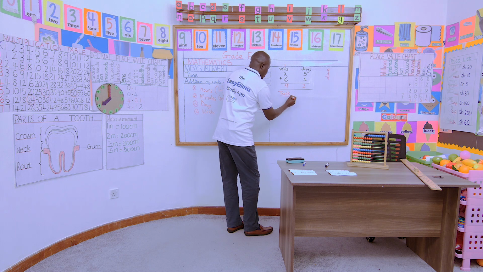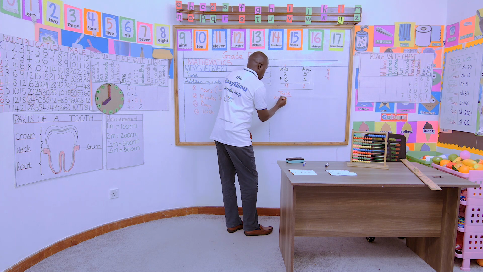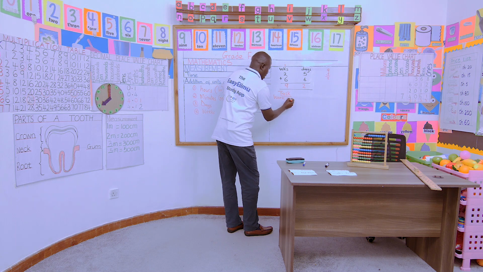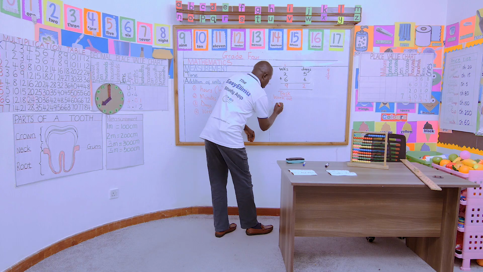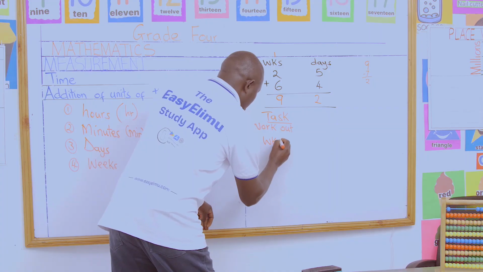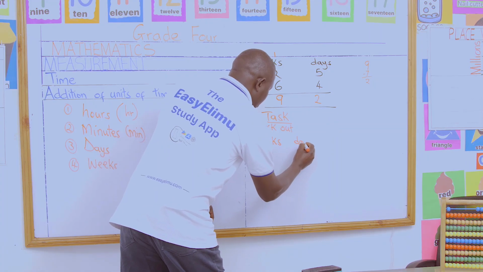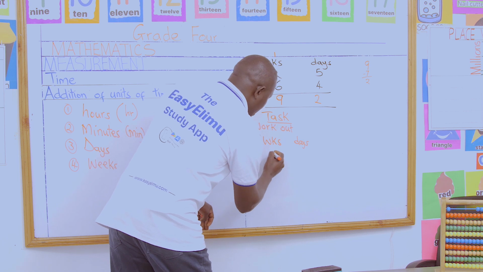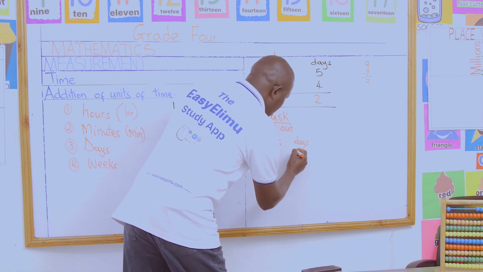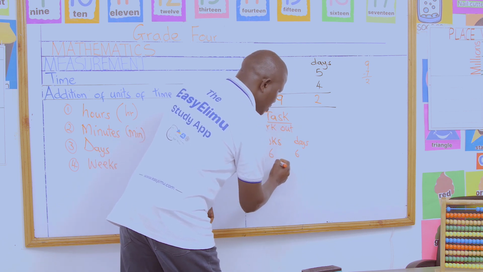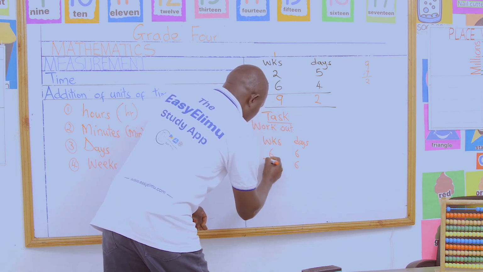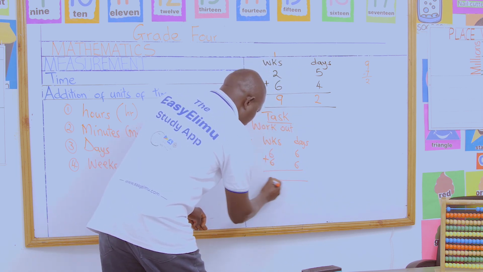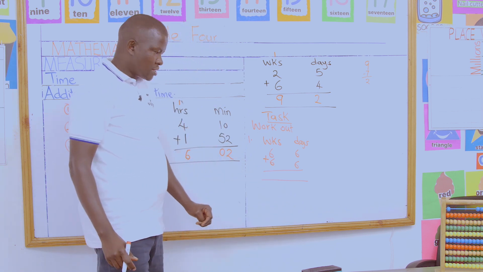Work out. Remember, we are doing addition. Number 1, work out the following. Right here, weeks and days. So here we have 6 weeks and 6 days plus 6 weeks and 6 days.